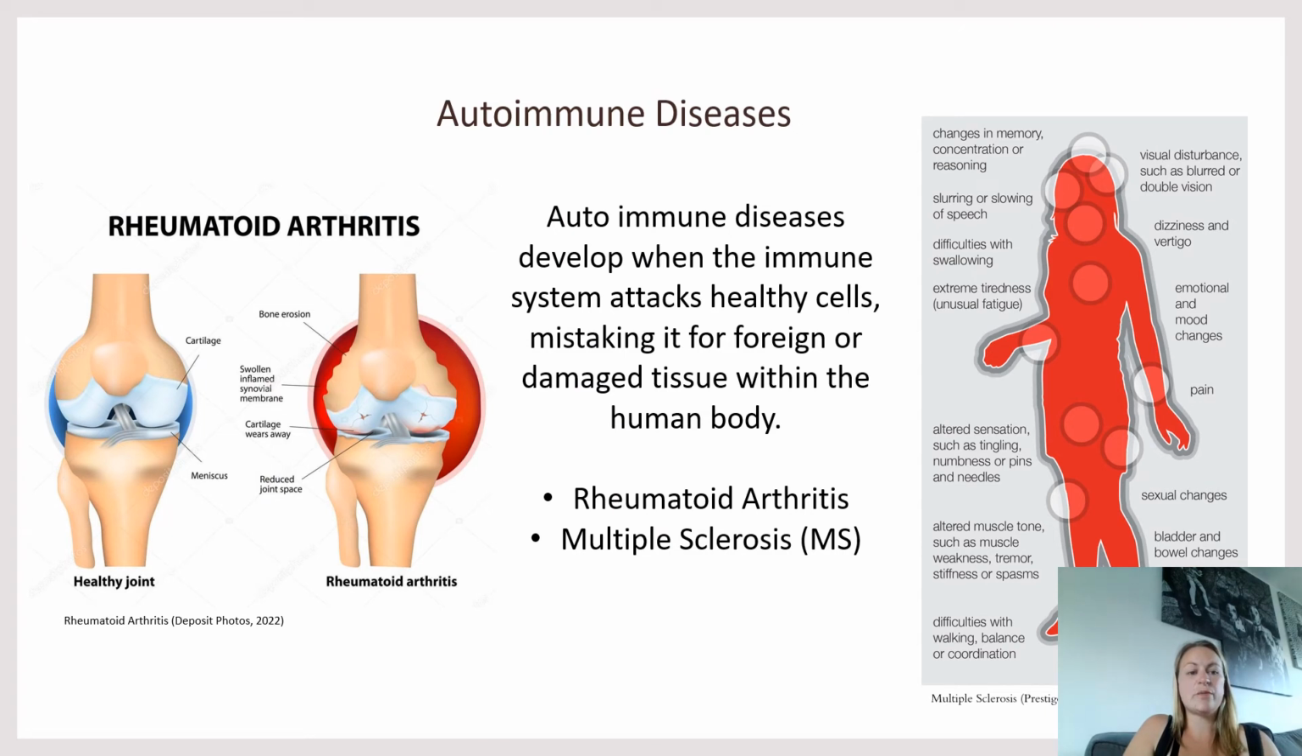Autoimmune diseases develop when the immune system attacks healthy cells, mistaking them for foreign or damaged tissue within the human body. Autoimmune diseases have flare-ups, where symptoms worsen, and remission, where the symptoms are virtually eradicated. 2 immune disorders are rheumatoid arthritis and multiple sclerosis.